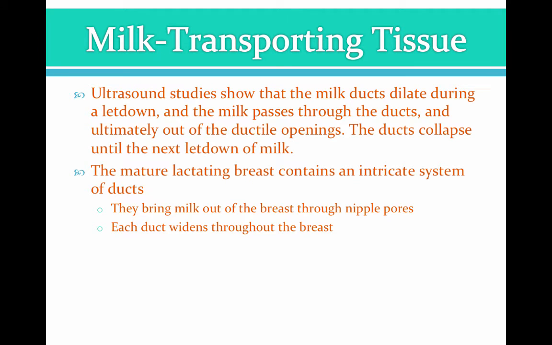Ultrasound studies show that the milk ducts dilate during a letdown, and the milk passes through the ducts and ultimately out of the ductal openings. The ducts collapse until the next letdown of milk. The mature lactating breast contains an intricate system of ducts. They bring milk out of the breast and through the nipple pores, and each duct widens throughout the breast.